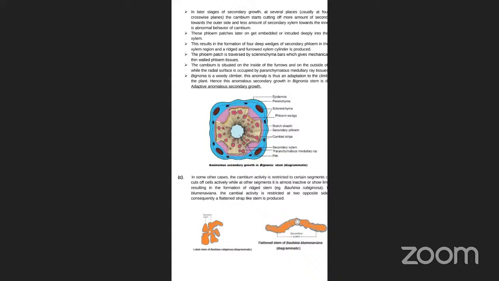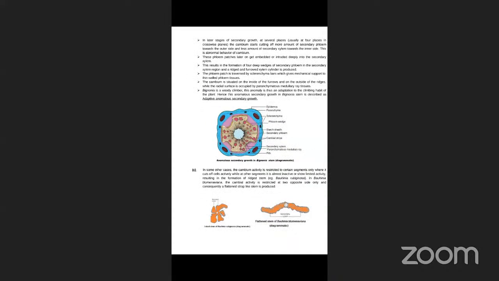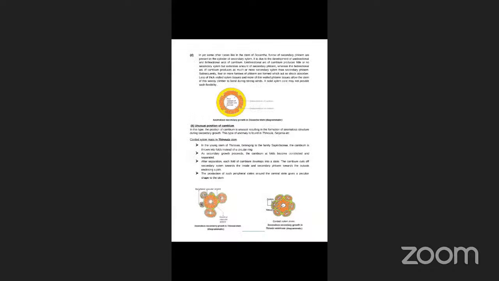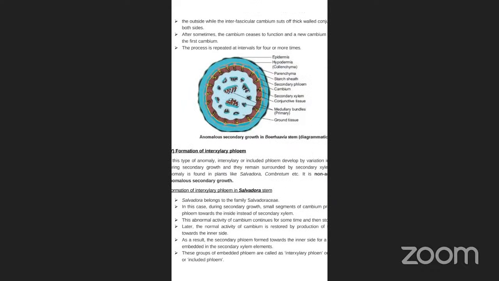Next plant is Boerhaavia. This is the Boerhaavia anomalous secondary growth figure.